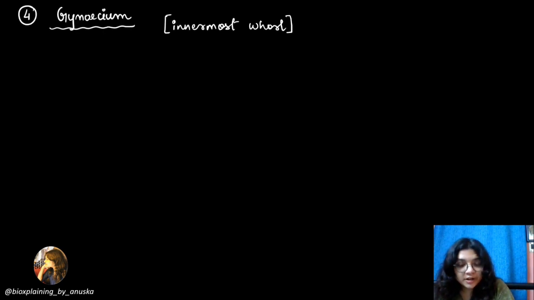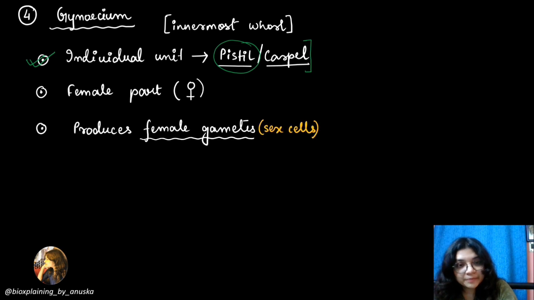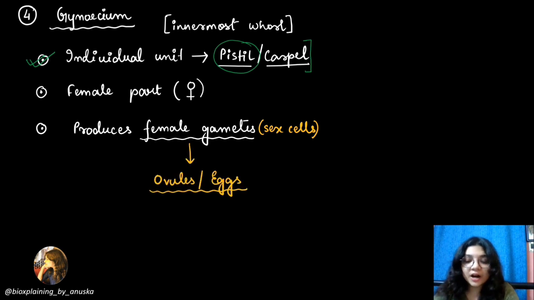Now, let's get into the innermost whorl of the flower, which is the fourth whorl, the gynoecium, that is the female part. So the individual unit of the gynoecium is what we call the pistil, or alternatively, we can also use the term carpel here. And what is the function? Goes without saying that the female part of a flower is going to produce the female gametes, the female sex cells. And what do we call the female sex cells in case of a flower? They are known as the ovules, or sometimes they are also called the eggs.